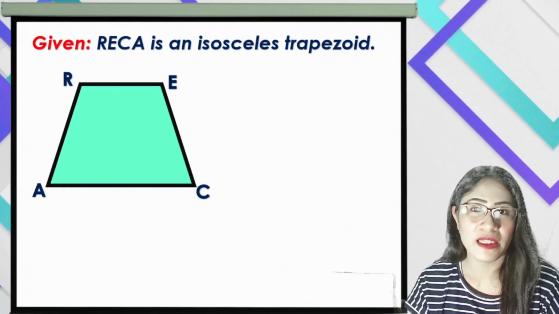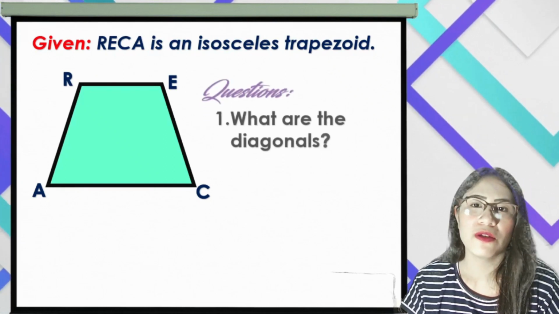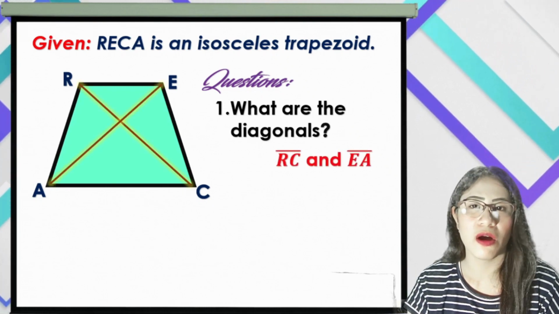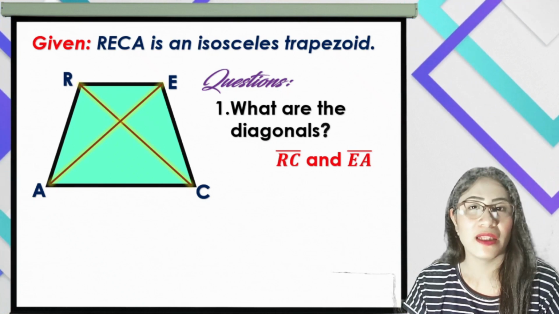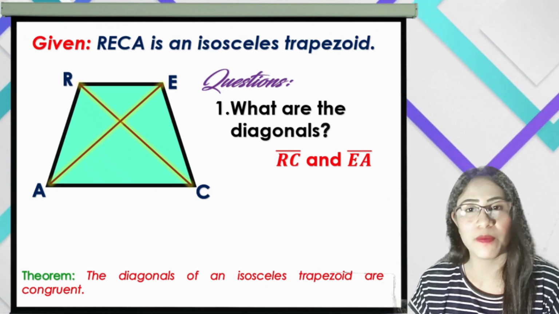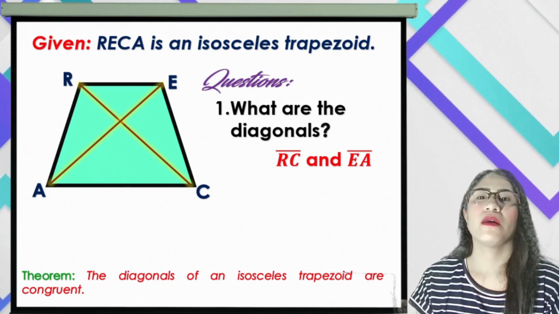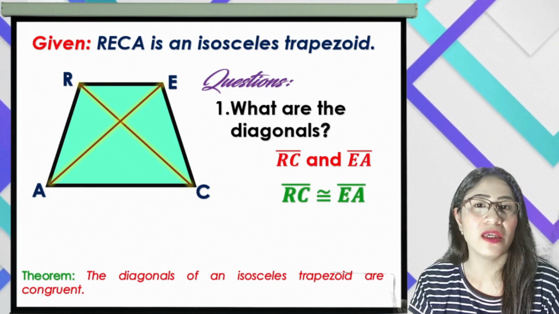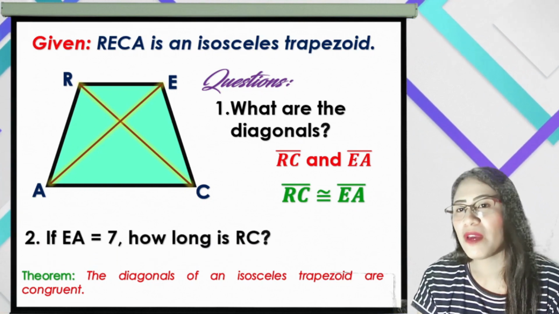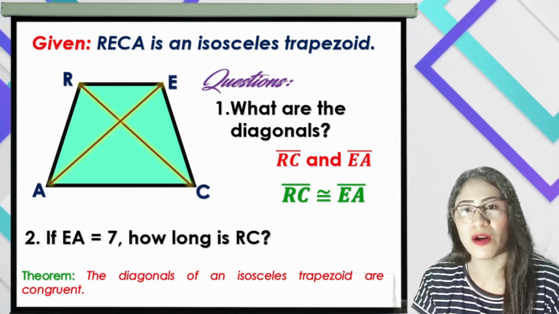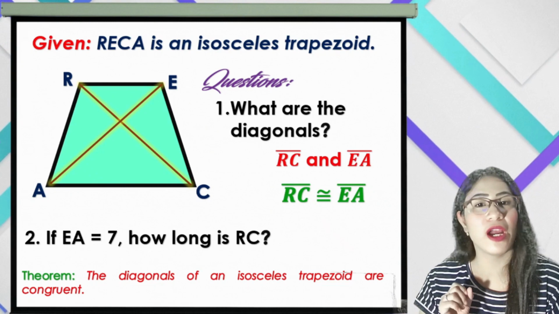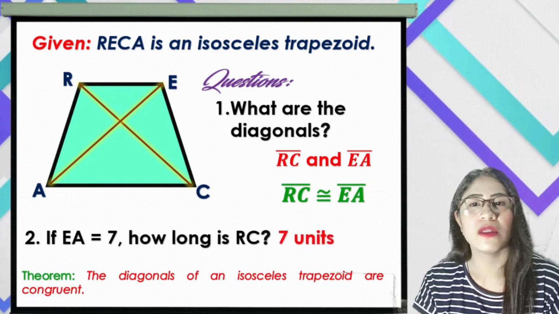RACE is an isosceles trapezoid. The question is, what are the diagonals? So the diagonals here are RC and EA. Since they are the diagonals, they are congruent based on our theorem. So therefore, RC is congruent to AE. The question is, if AE is 7, how long is RC? Since they are the diagonals, they are congruent. So RC is also 7 units.